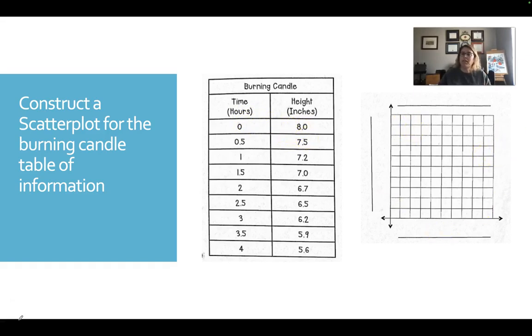So a couple things that we need to know about constructing a scatter plot. You need to have a title. So easy enough, you just take the title from the table of information or the data that you've been given. Now time is typically our X value, so any time that you see time, days of the week, months, whatever, that's always going to be your X. So it's time, and our time is represented in hours. And then here on the side will be height.